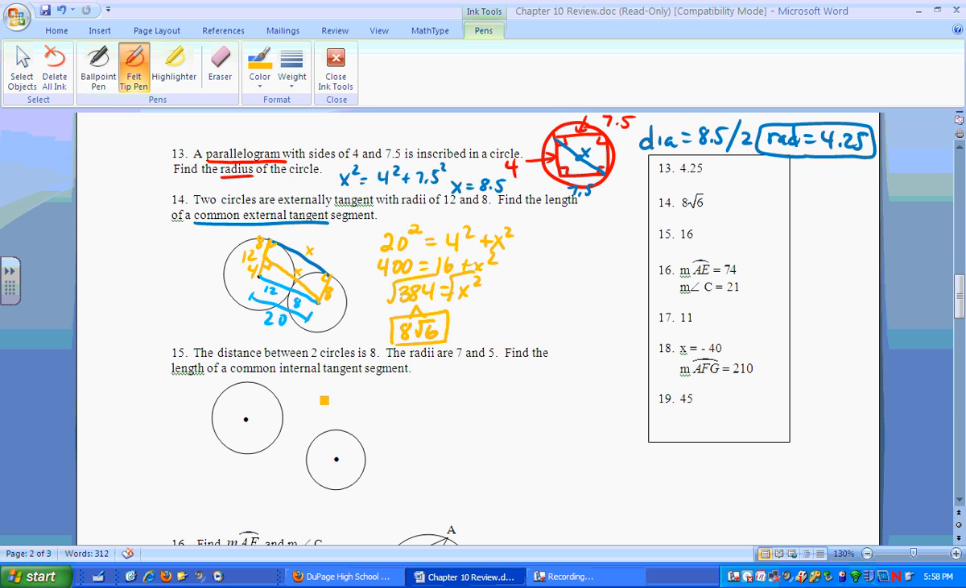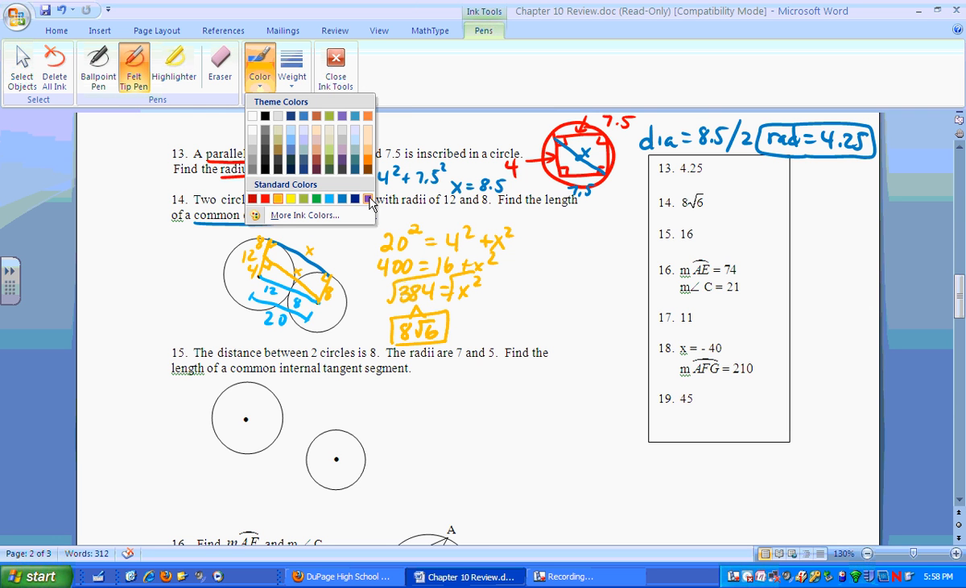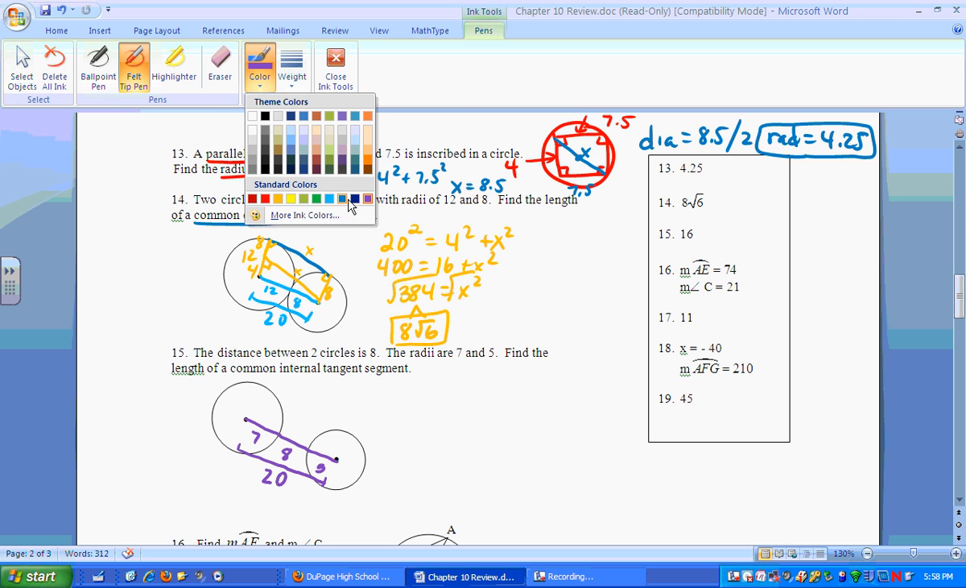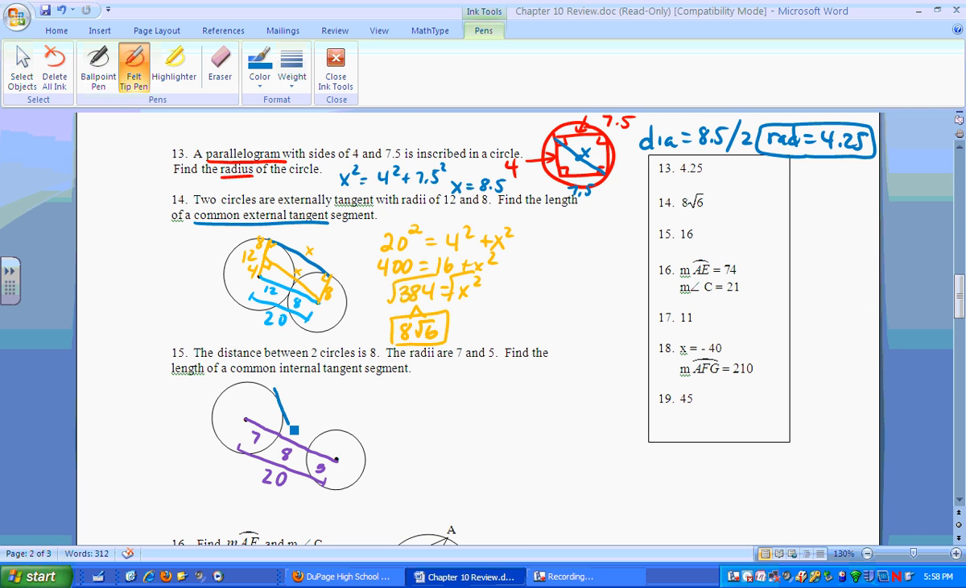The next question says the distance between the two circles is 8. So if the distance between the two circles is 8, because it doesn't say center to center, but you can connect center to center because one radius is 7, the other radius is 5. So the whole length between the two, if you add it up, ends up being 8 plus 7 plus 5, which is 20. You want the common internal tangent, so let me make that our blue line again. So that goes from the top to the bottom.